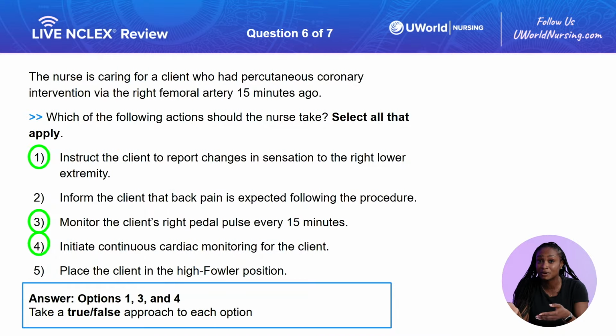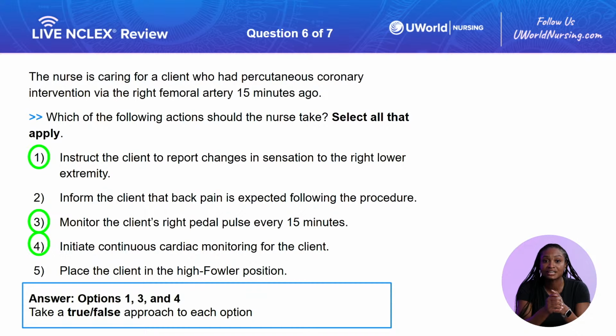This is positively worded, so we're looking for correct interventions. Option 1: instruct the client to report changes in the sensation to the right lower extremity. Since they went in through the right femoral artery, we want to keep a very close eye on everything on that right side, especially distal to the insertion site. In this case, the right femoral artery would probably be in the groin area, so we assess everything distally from that point. The sensation in the right lower extremity matters because we need to make sure they have adequate circulation and perfusion and no complications like a hematoma that prevents the circulation from happening.